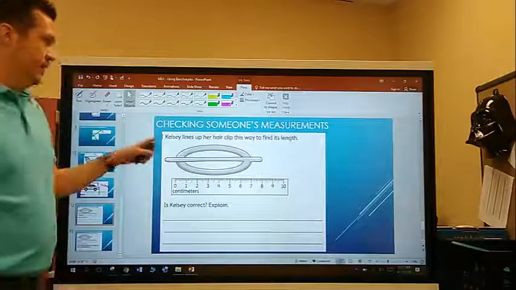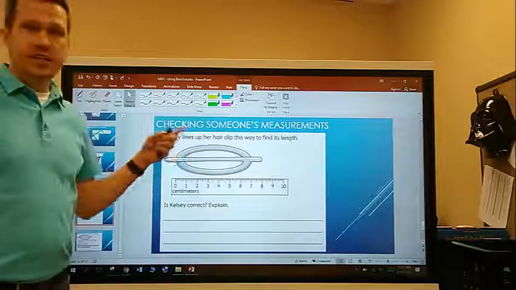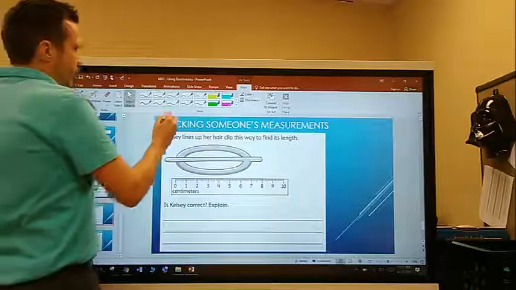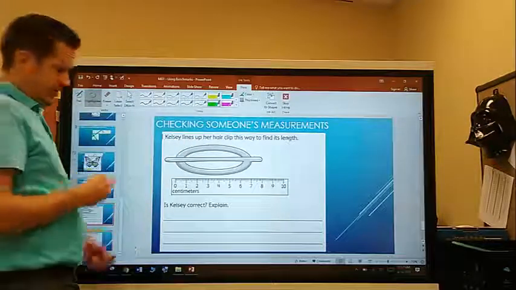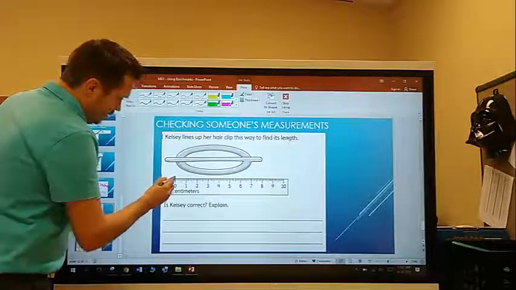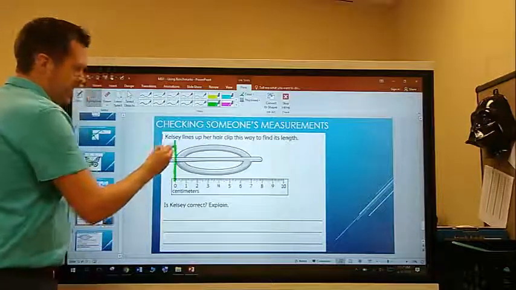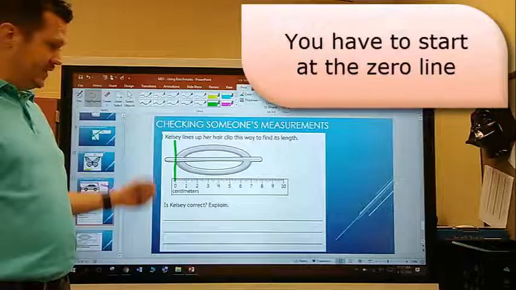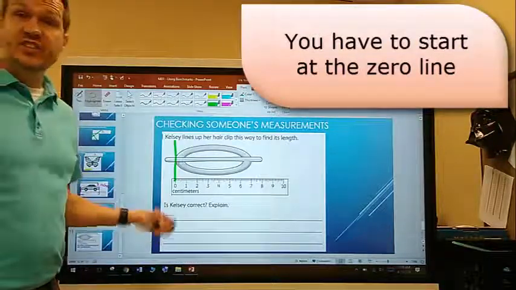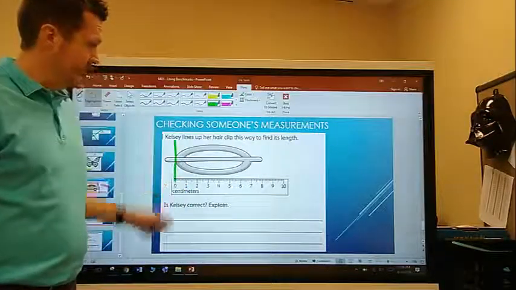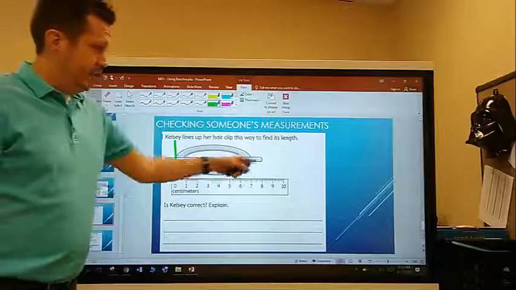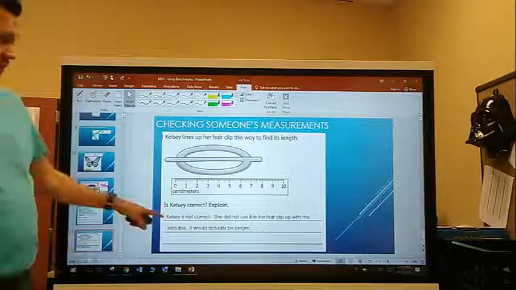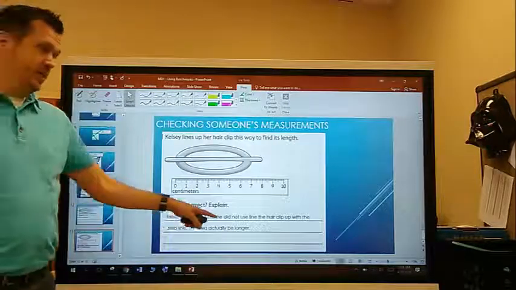All right, so here's Kelsey. She's measuring this hair clip, something to put in your hair. It's beautiful. And she puts it on here, but what we noticed right away, what I just talked to you about the last time, is, here's the 0 line. If I draw that straight up, guess what? She did not start measuring at the 0 line. She started past the 0 line. So I know that Kelsey is not correct because she did not use the 0 line. It's showing that it's only 8 centimeters. It's probably closer to 9 centimeters. So Kelsey is not correct.